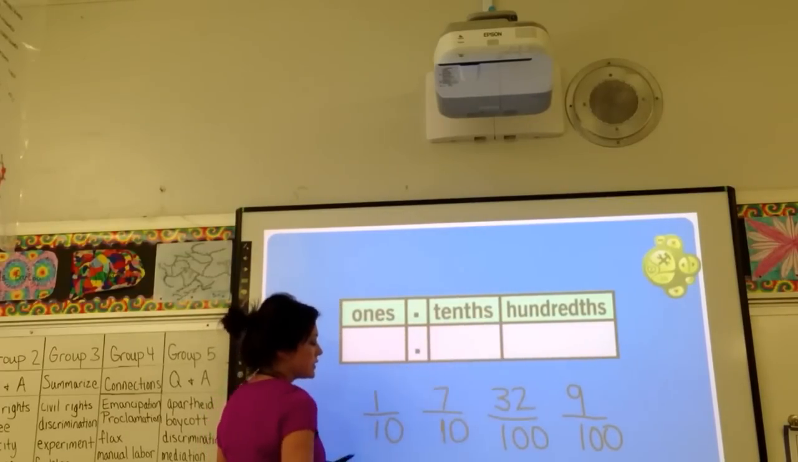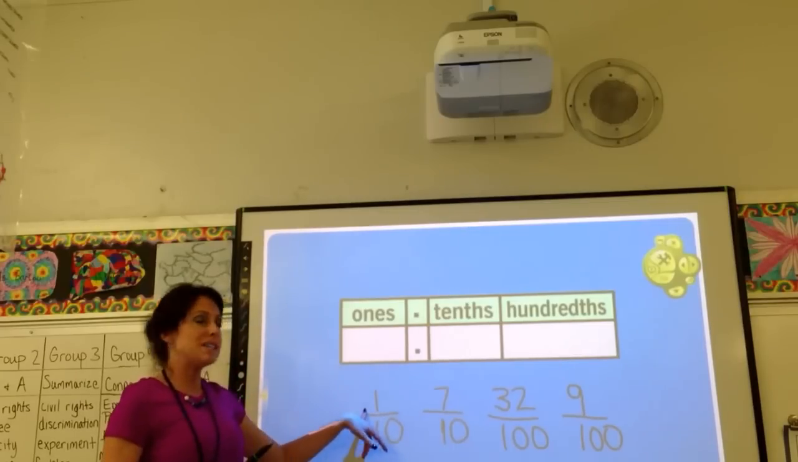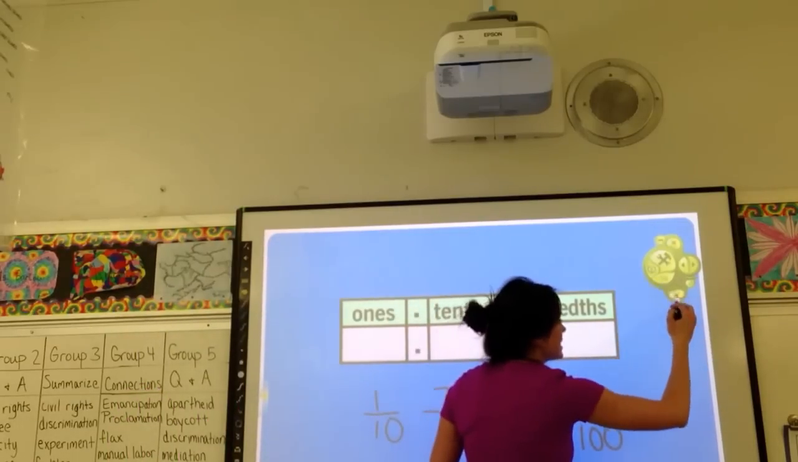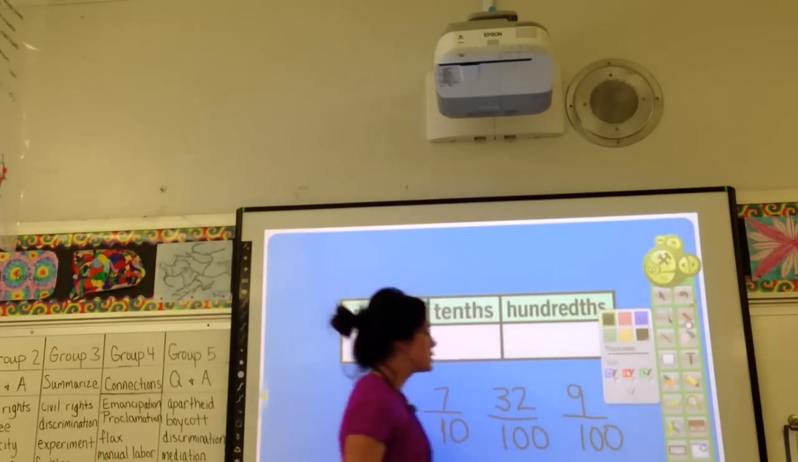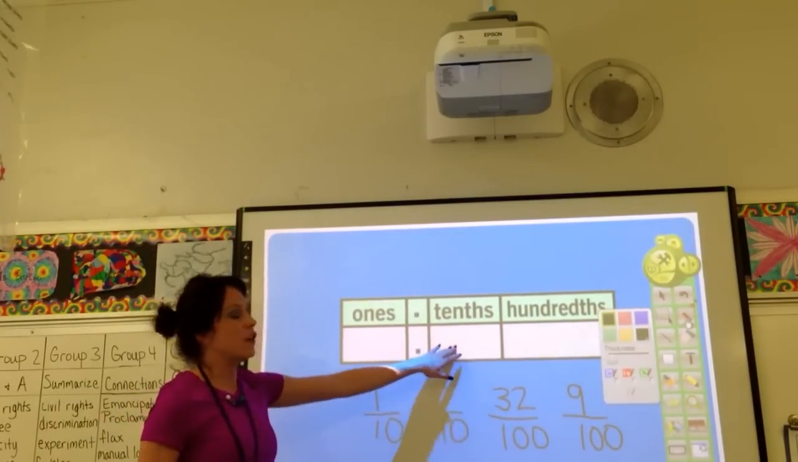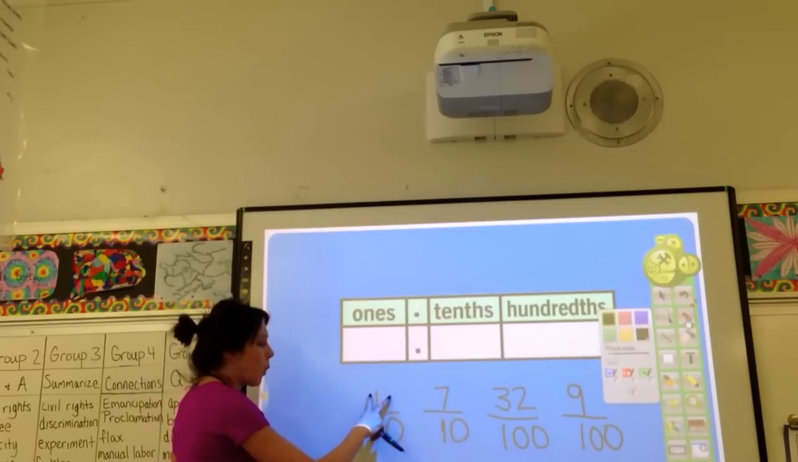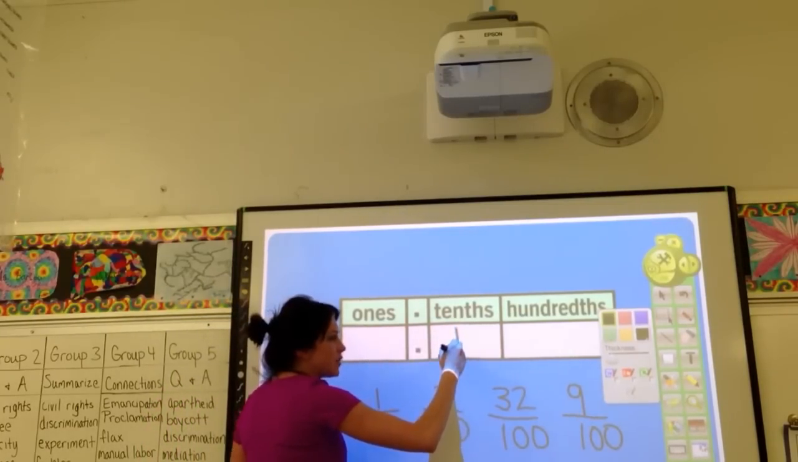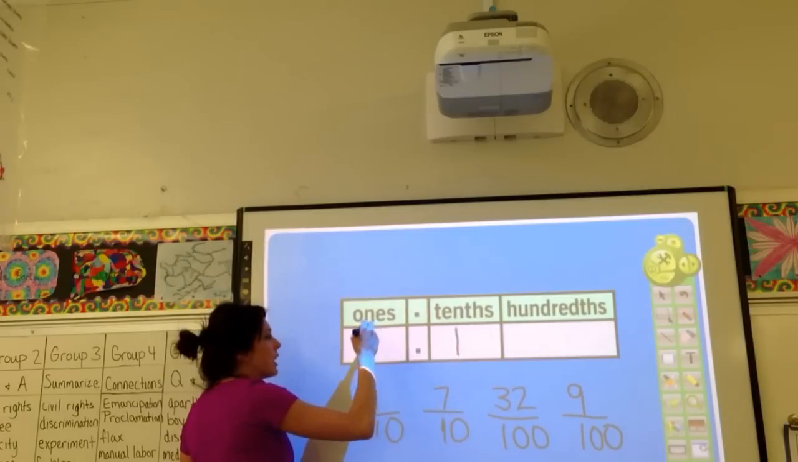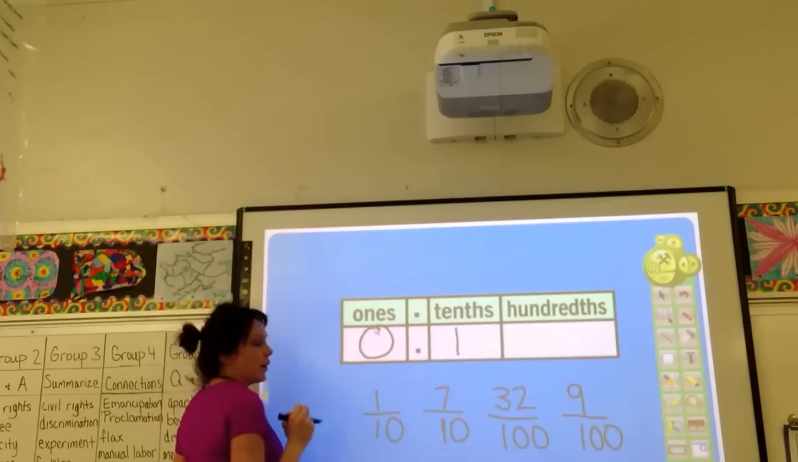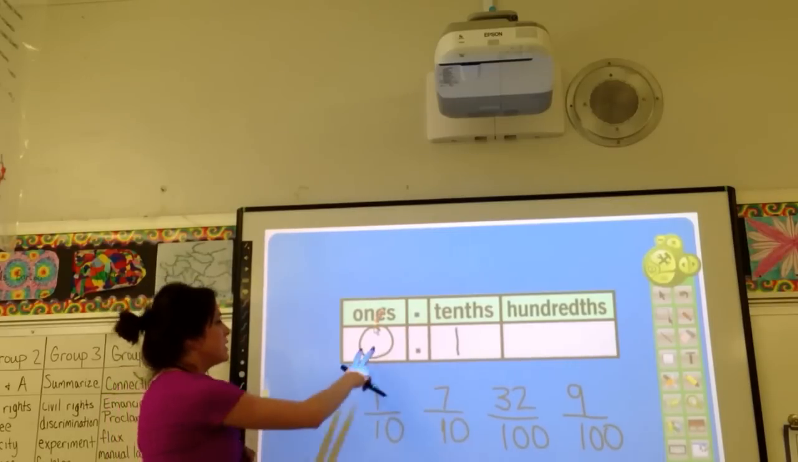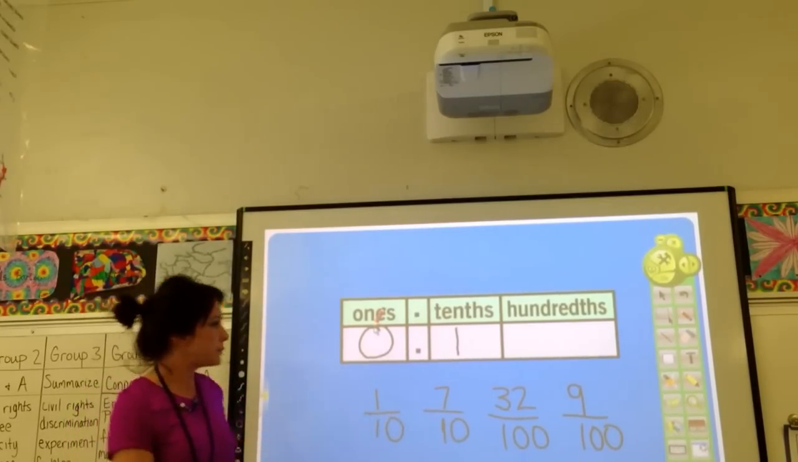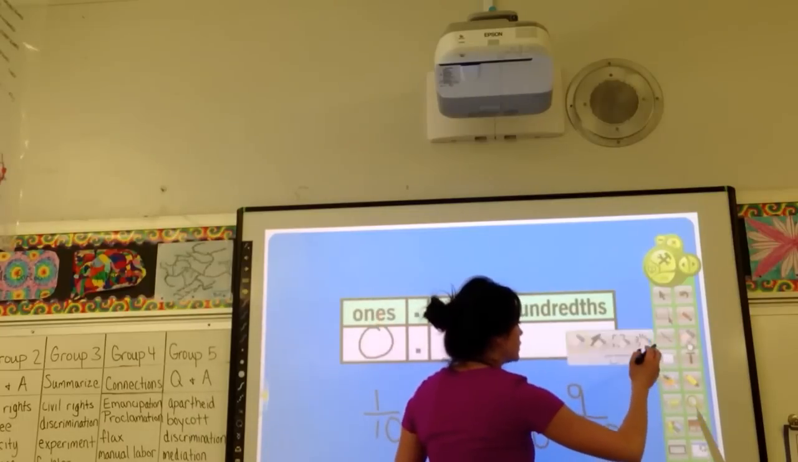tenths and the hundredths. So if I have 1/10 as a fraction, to write that as a decimal, all I would do is put that fraction in the correct place value. So 1/10, I would put the 1 in the tenths place and put a 0 here in front of the decimal. 0.1 is the same thing as 1/10. I'm going to go ahead and erase that so I can do the next one.